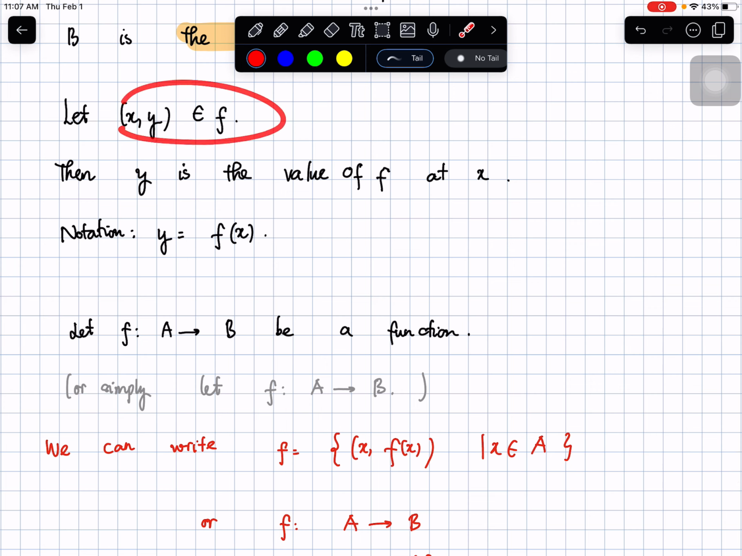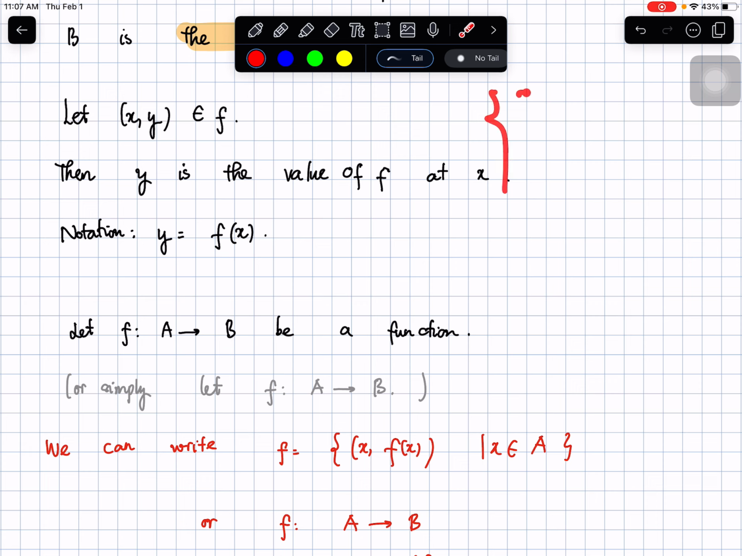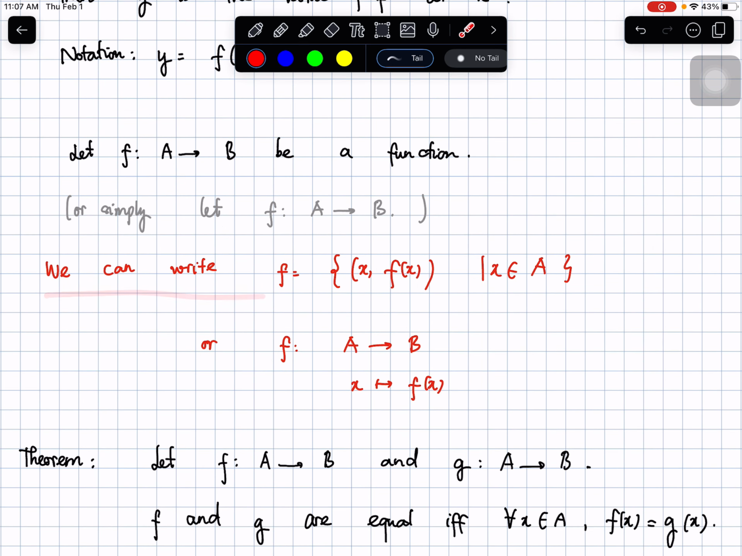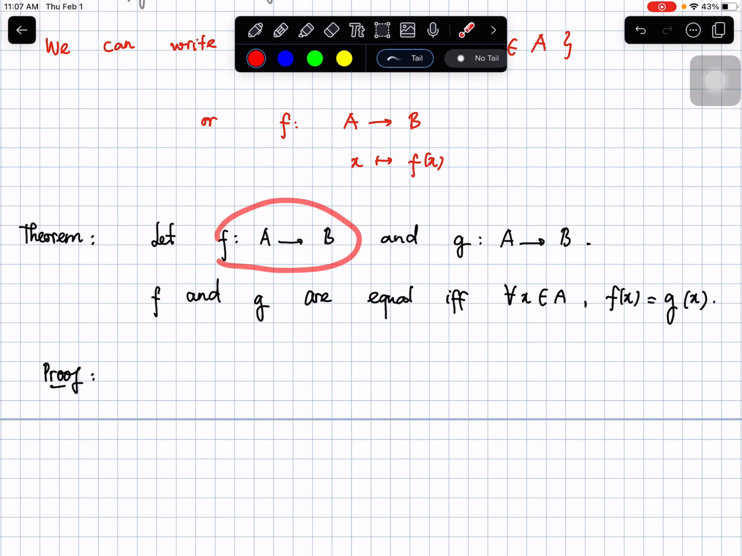And you can also write, for x, we know that f is a subset of A cross B, right? And it's the set of ordered pairs (x, y) that satisfies the existence and uniqueness condition. Anyway, y is the value of f of x, and we can write y equal to f of x. Therefore we can think of f as the set of ordered pairs (x, f of x) for x in A. So now we have a function f from A to B, and a function g from A to B.